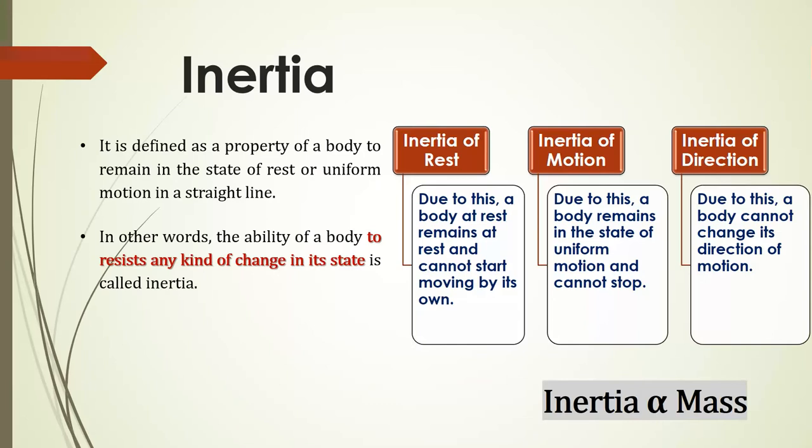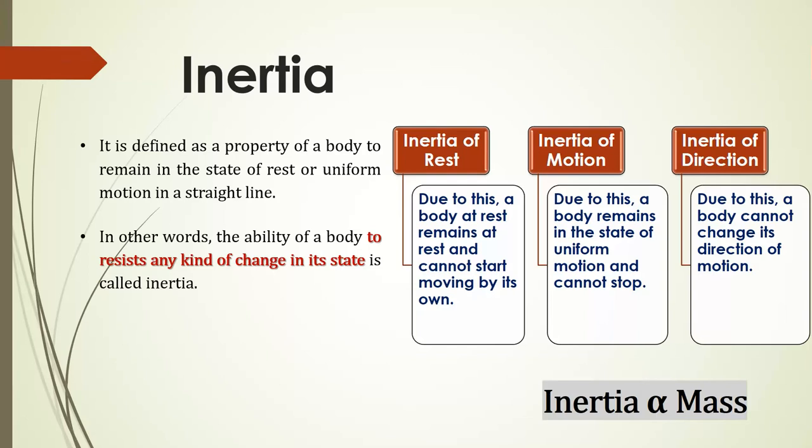So, what is this inertia? It is defined as the property of a body to remain in the state of rest or uniform motion in a straight line. It means where the body is, it will remain there unless there are unbalanced forces. Isn't it? It is the first law of motion itself. That is why we say Newton's first law of motion explains inertia. In other words, the ability of a body to resist any kind of change in its state is called inertia.